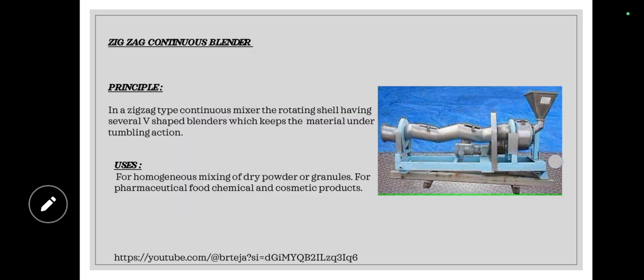See the next slide. Zigzag continuous blender. Which principle is involved in zigzag continuous blender? In a zigzag type continuous mixer, the rotating shell has several V-shaped blenders, which keep the material under tumbling action. What are the uses of zigzag continuous blender? For homogeneous mixing of dry powders or granules for pharmaceutical, food, chemical industries and cosmetic products, right?